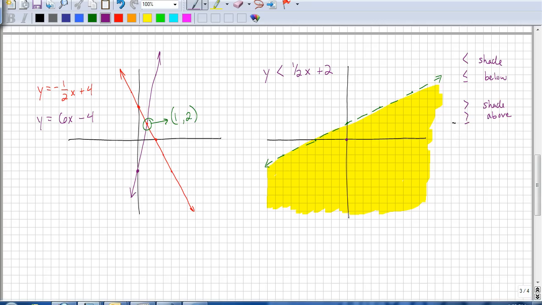If it's in standard form, you still want to pick a point not on the line. Because I don't want you guys to complain to me after a quiz or a test and say, well, you said if it was less than, you shade below the line. But remember, I'm only saying that if it's in slope-intercept form. If it's in standard form, this trick doesn't work.